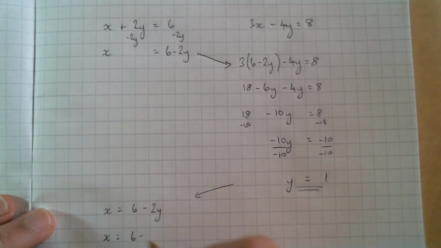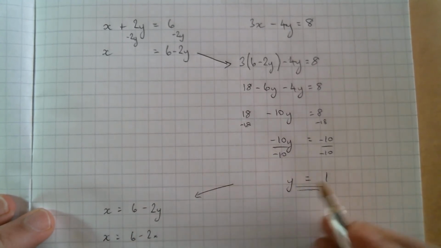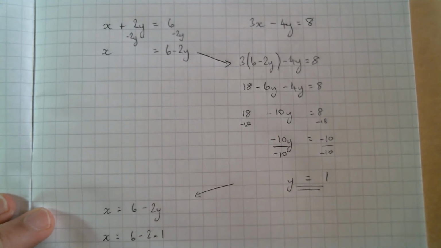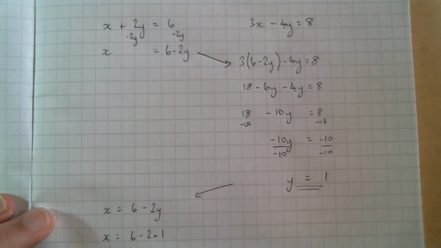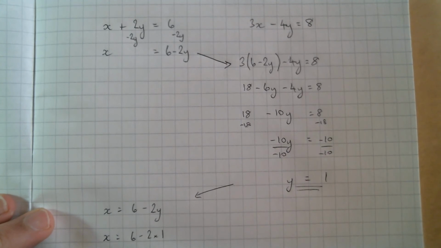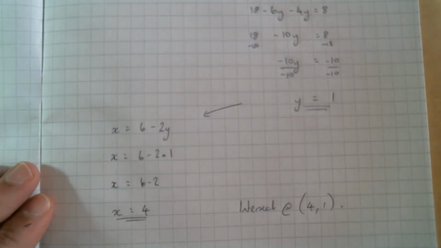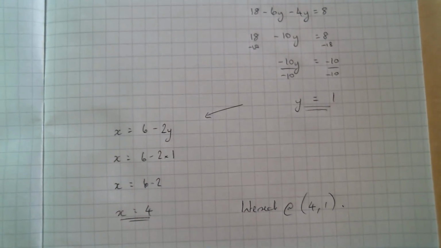X equals 6 minus 2 times the value of y that we've just discovered, 1. X equals 6 minus 2. X equals 4. These lines intersect at an x value of 4 and a y value of 1. Sorry, I didn't show that properly on the way down. They intersect at 4, 1.